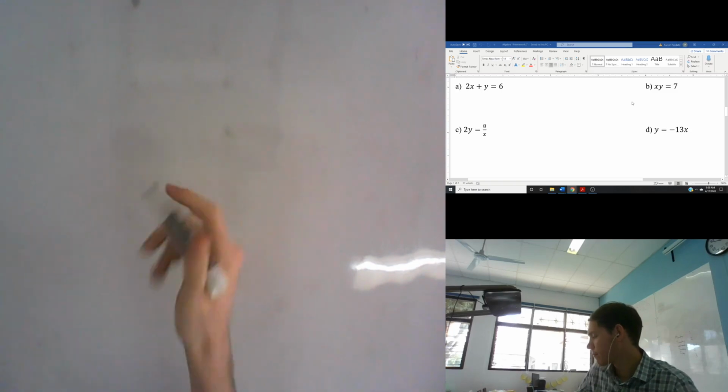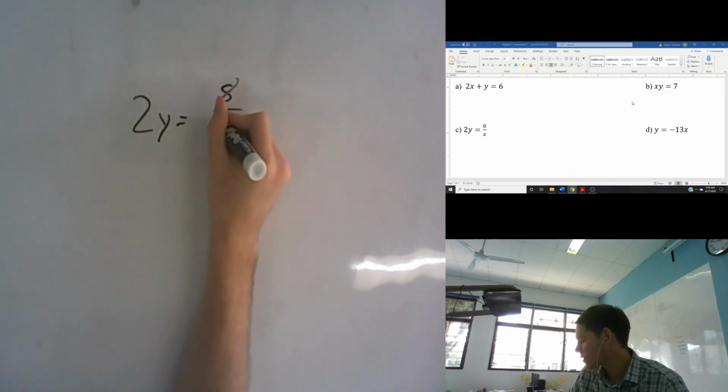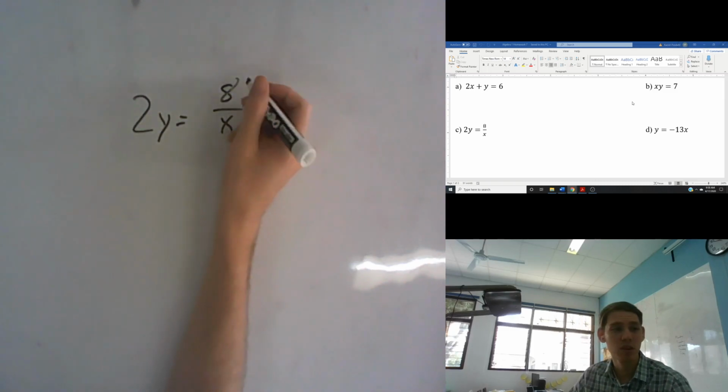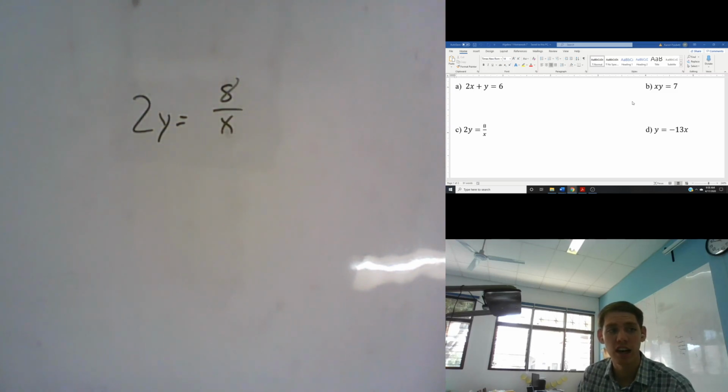How long should tables be? It's a great question. Okay, 2c, 2y equals 8 over x. What we want is we want only the numbers to be here. Yes, you could have distributed the squares. I'll talk about how long tables should be, Marsha, in just a moment.